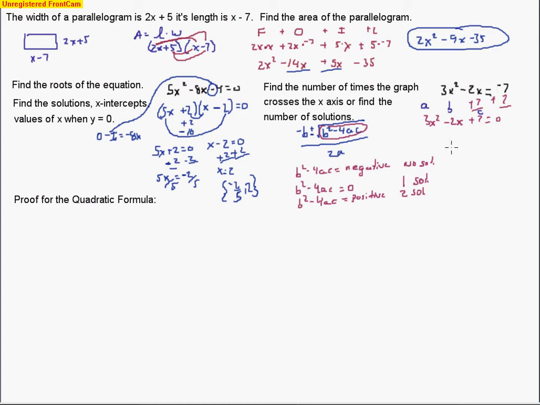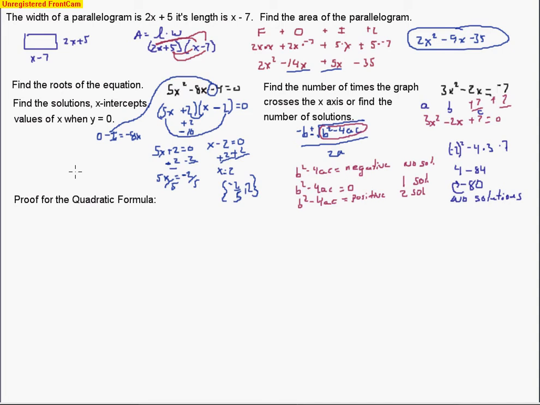So I've got b squared, so negative 2 squared, minus 4 times a, which is 3, times c, which is 7. And I do that work, I get 4. Now this negative 4 times 3 makes negative 12, times 7 makes a negative 84. So when I do that subtraction, I end up with a negative number. So negative 80 tells me I have no solutions, no x-intercepts. And the reason is because of that negative sign right there. You can't take the square root of a negative.